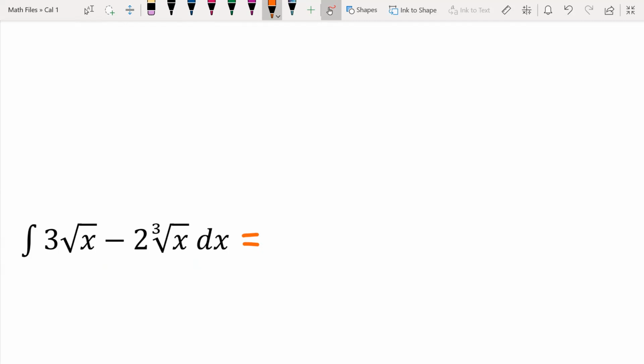All right. So here we have the integral of 3 square root x minus 2 cube root of x dx. What we have to do first is rewrite the radicals into rational exponents. So I'm going to have this as the integral of 3x to the 1/2 minus 2x to the 1/3 dx. Put parentheses around that to be proper.